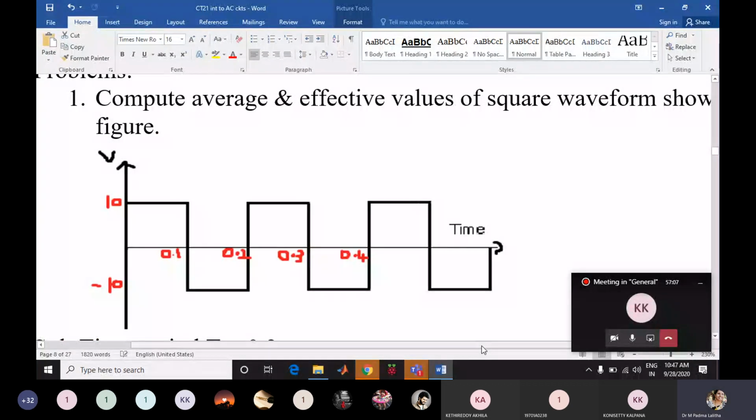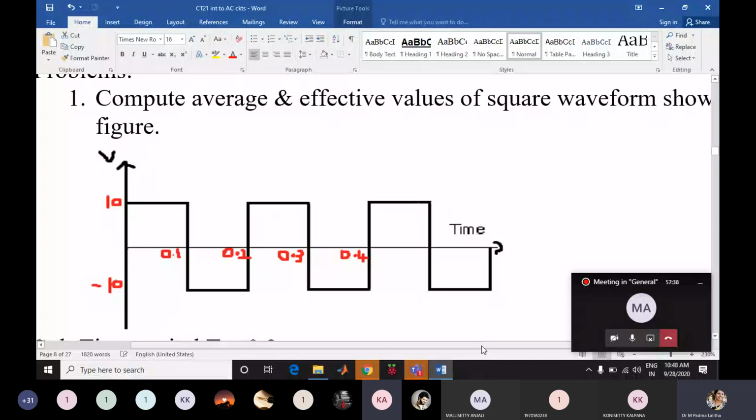Yes, what is the time period of this waveform? Yes, ma, what is the time period? 0.2, ma'am. Yes, others, only one response. 0.2. 0.2, ma'am. So 0.1, the answer, one answer I got.